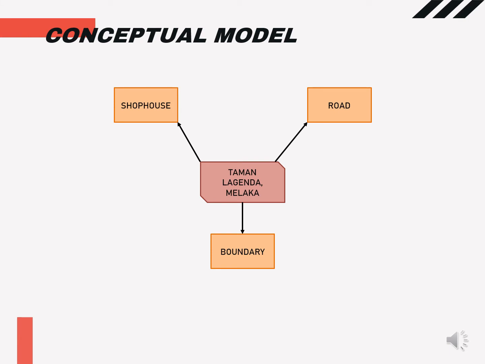This is the conceptual model. It has three entities in Taman Legenda Melaka. First is shophouse, second is road, and third is boundary.